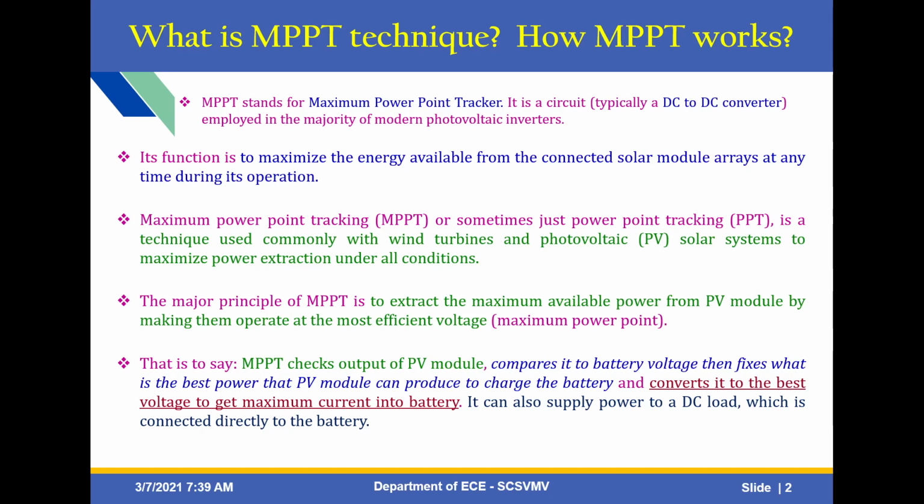Now we are going to discuss an example that shows an intelligent control method of tracking maximum power, and the simulation and hardware results show that the proposed MPPT controller increases the energy conversion efficiency of a PV array. Maximum power point tracking, sometimes just called power point tracking, is a technique used commonly with wind turbines and photovoltaic solar systems to maximize the power extraction under all conditions.